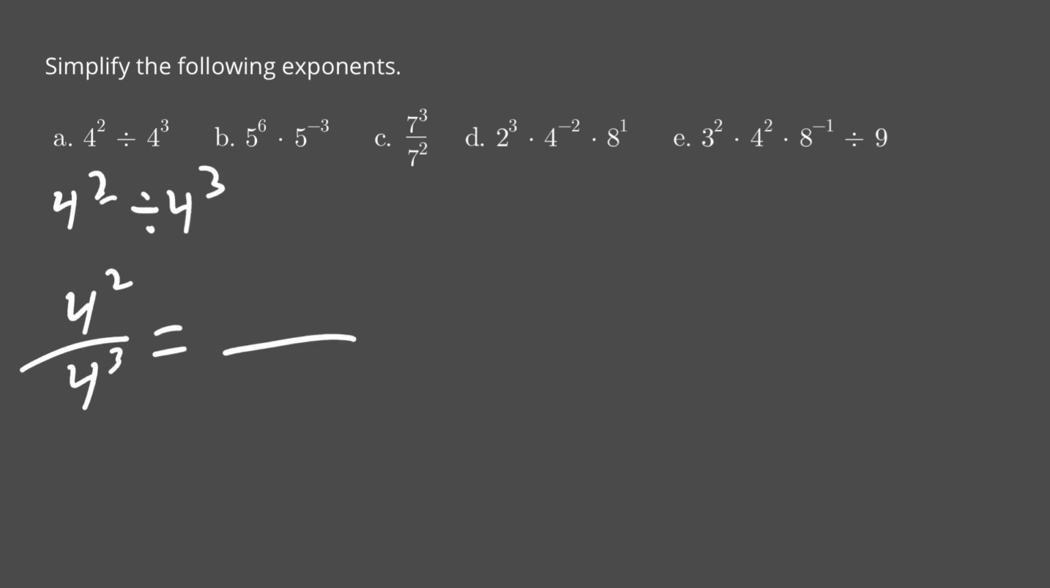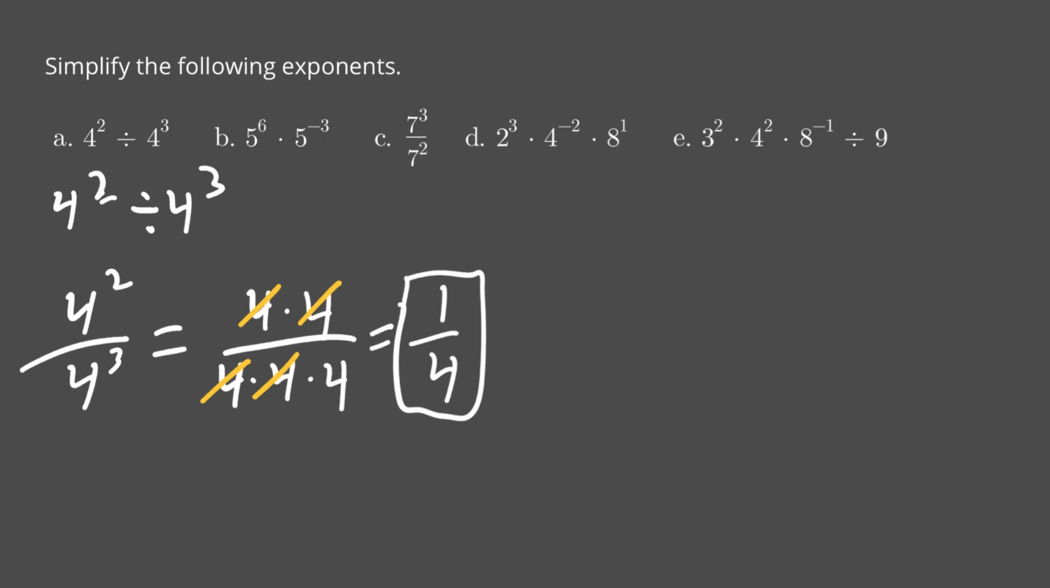On top, we have 4 to the power of 2, which is the same thing as 4 times 4. On the bottom, we have 4 to the power 3, which is the same thing as 4 times 4 times 4. Now we can do some canceling. 4 and 4, 4 and 4. So this leaves us with 1 over 4.